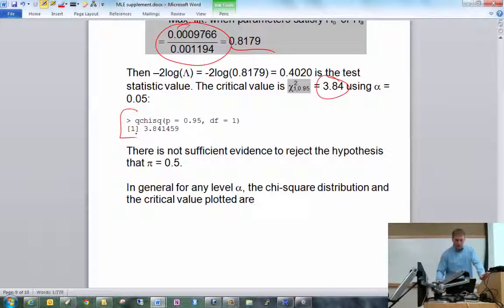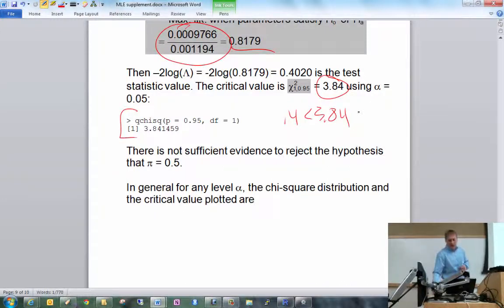Okay, so like I said, it's a right-tailed test. So because 0.4 is less than 3.84, my critical value, I say do not reject H0. There's not sufficient evidence to say that pi is any different from 0.5.